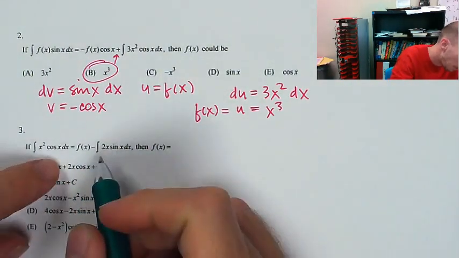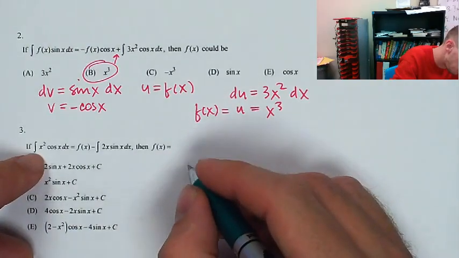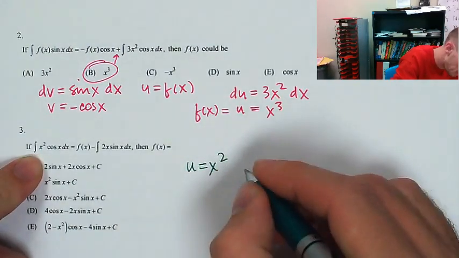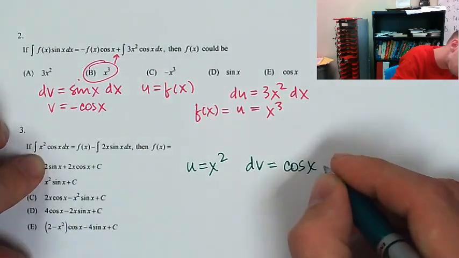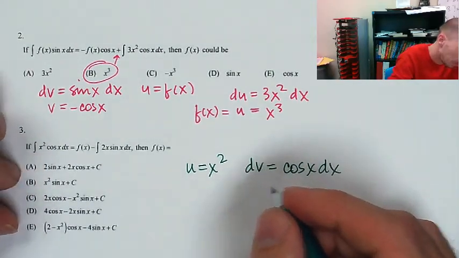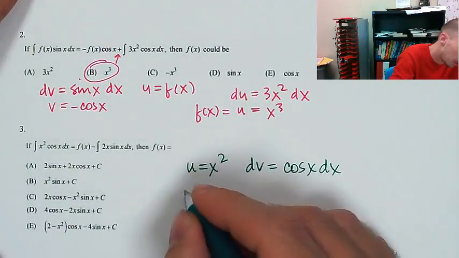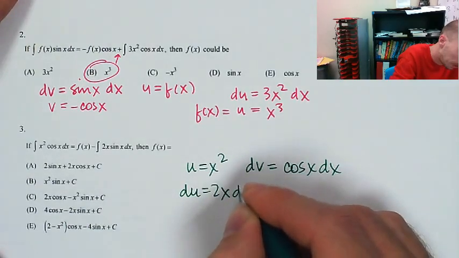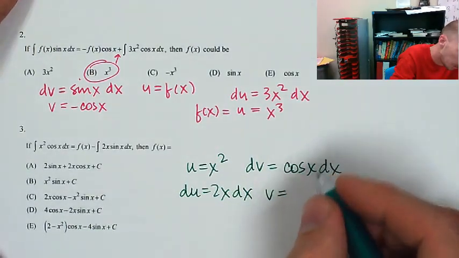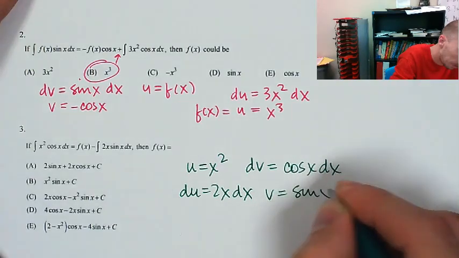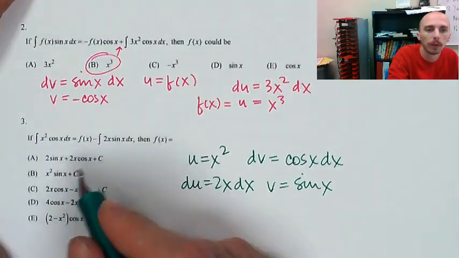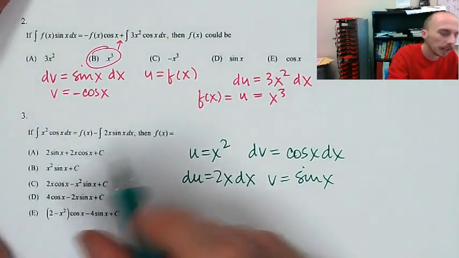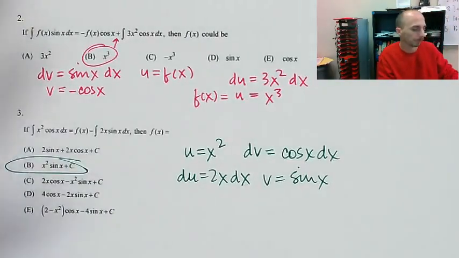Then over here, the antiderivative of x squared cosine x dx is f of x minus 2x. Okay, so that means that u is x squared, and dv equals cosine x dx. So du equals 2x dx, and v equals sine x. This thing that would go right here at f of x, that's u times v, if we know the formula. So u times v is x squared sine x. Okay, that's that one. That was nice enough.